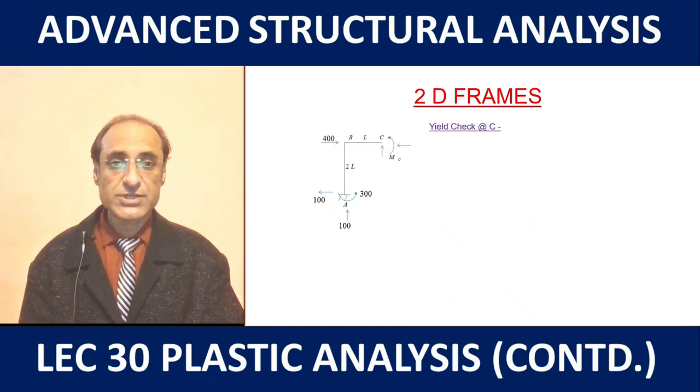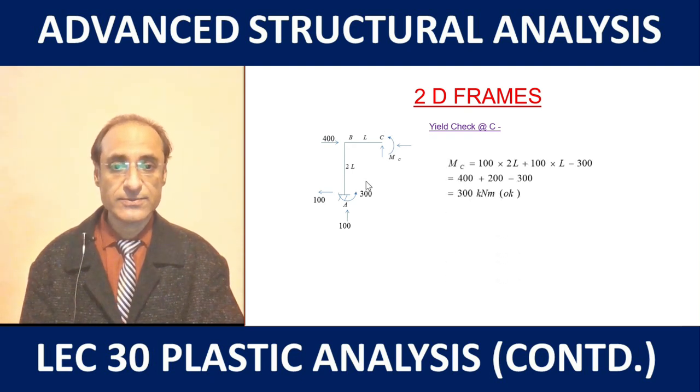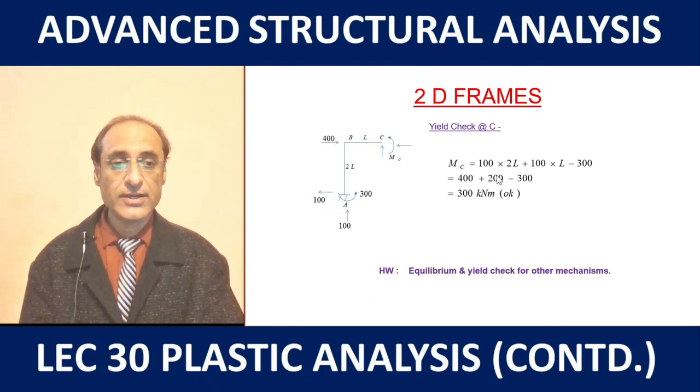Similarly, we check for the yield condition at C. So we keep the moment at C unknown. Of course, we know that this is the point of the plastic hinge, so deliberately we are keeping it unknown to get the result from these reactions. And what we find is that this is also satisfied. So this is the true mechanism.